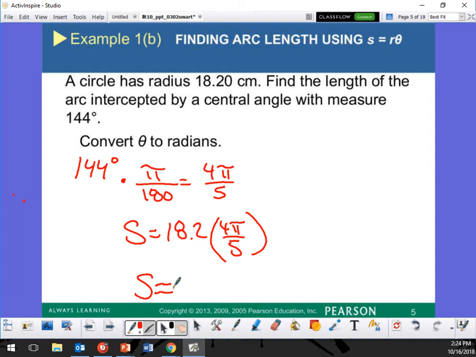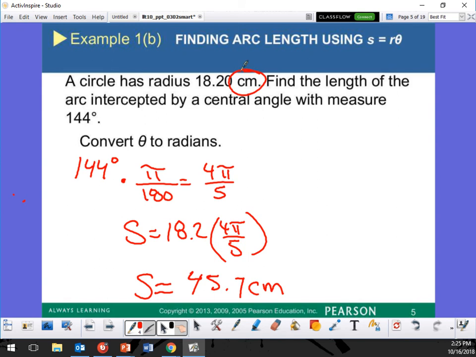Oh, 45.7. 45.7? 14.56. What? I don't know what I'm doing. 45.7. What about units? Centimeters. Why do I know it's going to be in centimeters? Because the other one is. The other one is in centimeters, right?